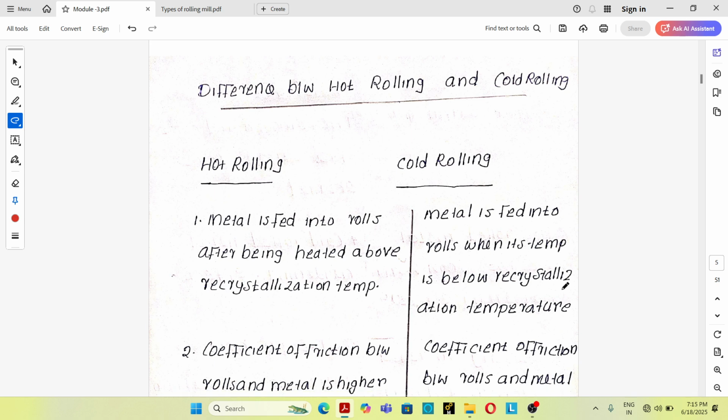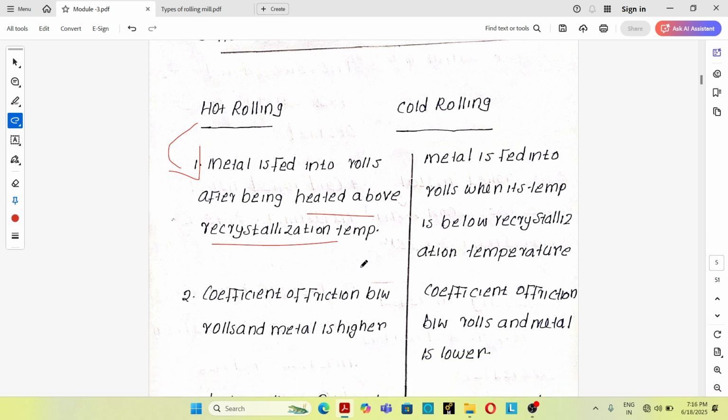So, the difference between hot rolling and cold rolling. This is very important. First point: in the hot rolling process, metal is fed into rollers after being heated above recrystallization temperature. In cold rolling, metal is fed into the roller when its temperature is below recrystallization temperature, or at room temperature.